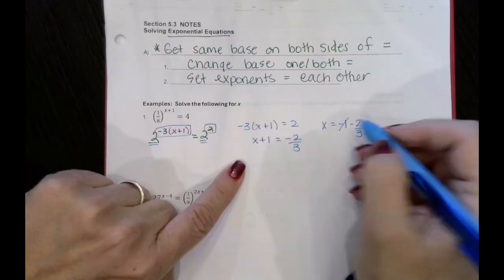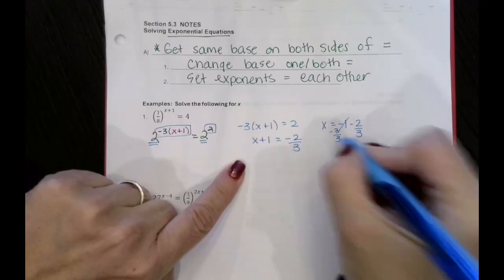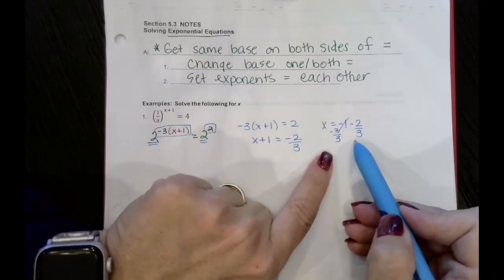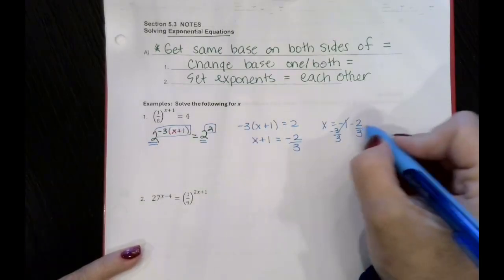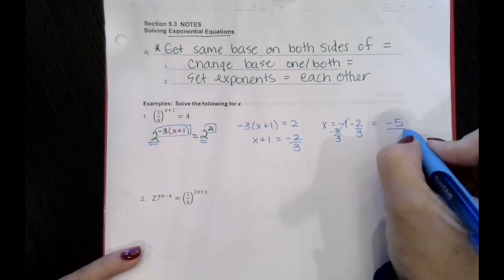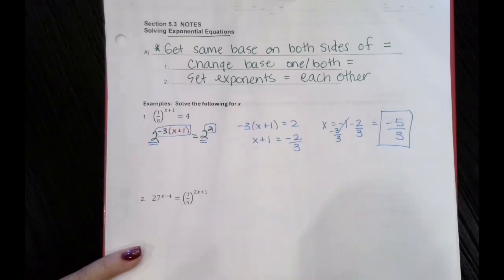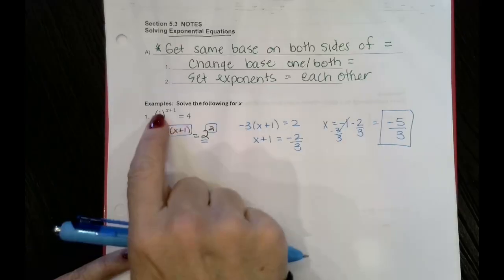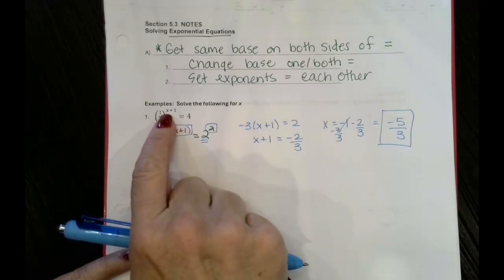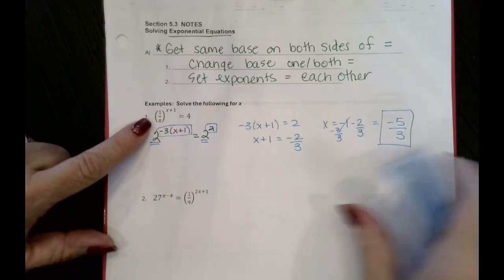So this negative 1 is the same as negative 3 over 3. Because these are fractions, I have to have common denominator to add those up. So negative 3 minus 2 is going to be negative 5/3. And that's my solution. So what this is saying is if I take negative 5/3 and I plug it in here, I'm going to get 4. And I know it's like, wow, how does that happen?